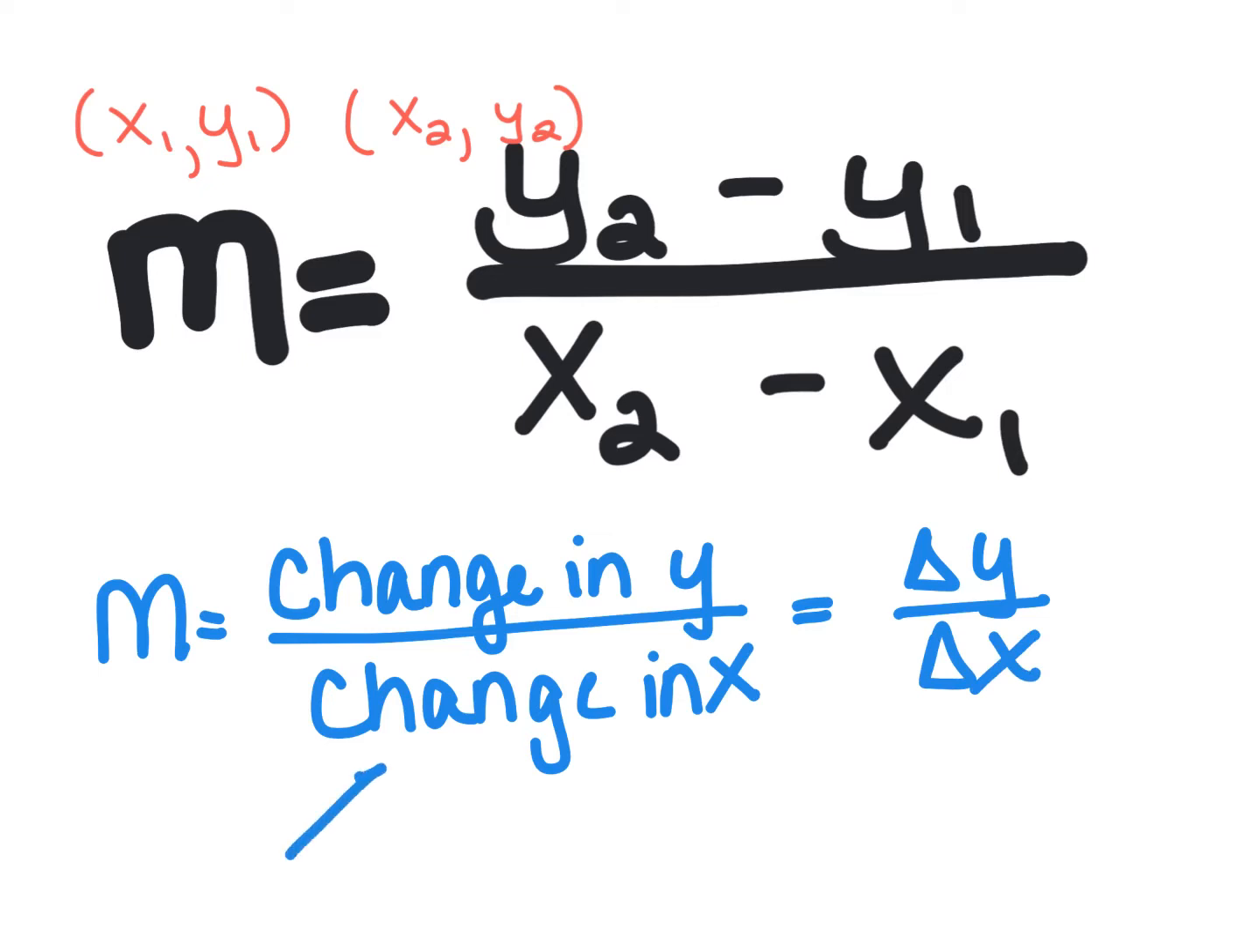The slope of a line is positive when it's uphill, negative when it's downhill, 0 when the line is completely horizontal, and undefined when it's vertical.